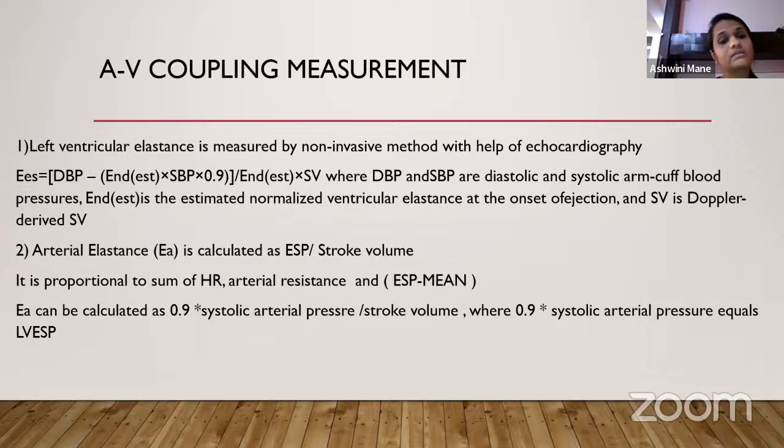And the arterial elastance is calculated as end systolic pressure divided by stroke volume. So it is a proportionate sum of heart rate and the arterial resistance. So EA can be calculated as 0.9 into systolic arterial pressure upon stroke volume, where 0.9 into the systolic arterial pressure equals the left ventricular end systolic pressure.